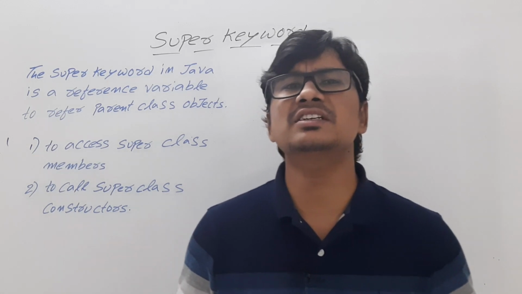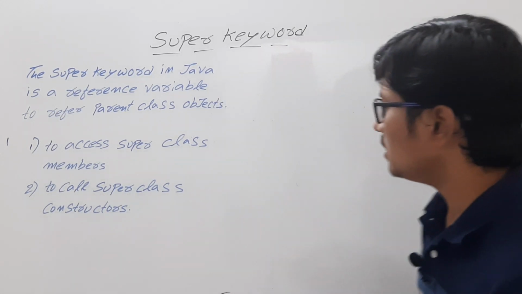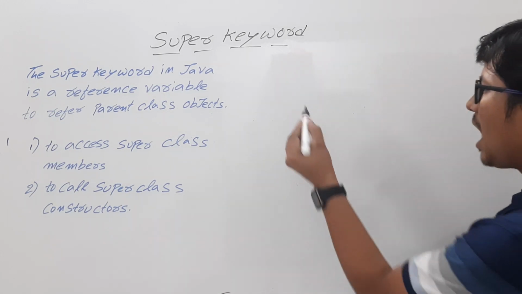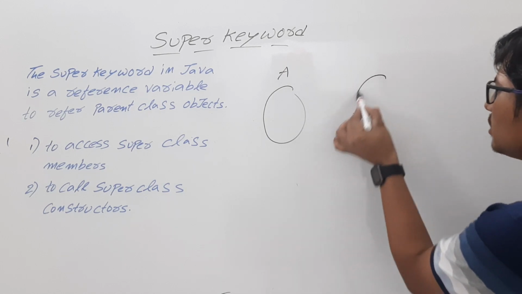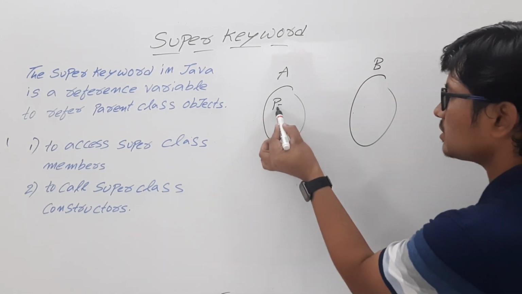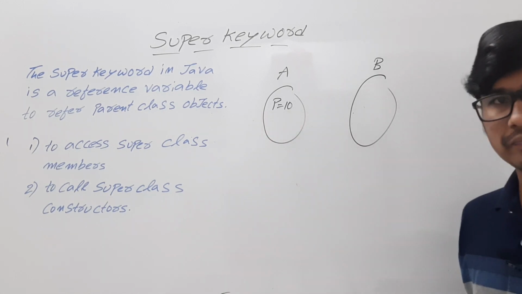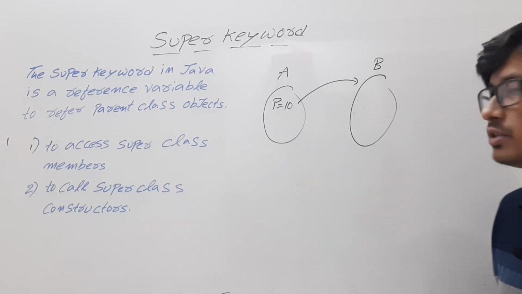First, let me discuss the motivation behind using the super keyword. Suppose you have a parent class called A and a child class called B. In the parent class, you have written p is equal to 10. Now that p is equal to 10 will come to the child class.